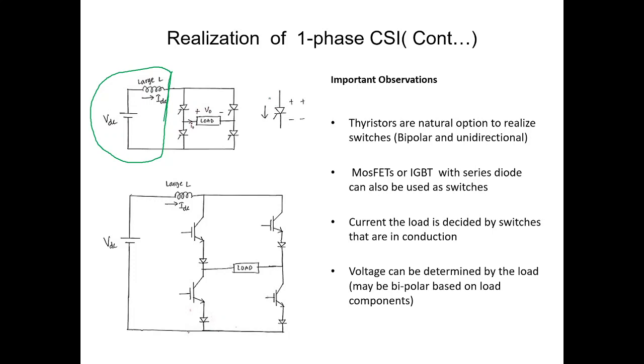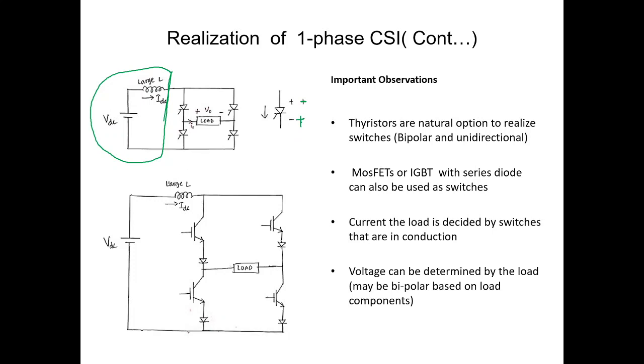And we know thyristor is a bipolar and unidirectional switch. It can block voltage with either polarity, but it will carry current in only one direction. So we can use SCRs. In fact, SCRs are so popular in order to realize current source inverters. Current source inverters usually use thyristors or SCRs.